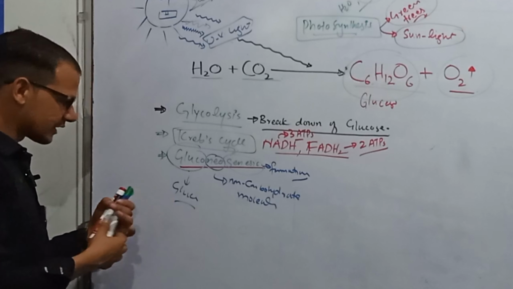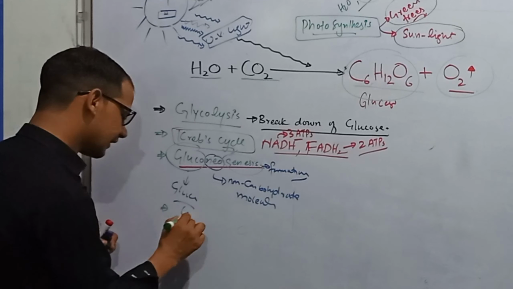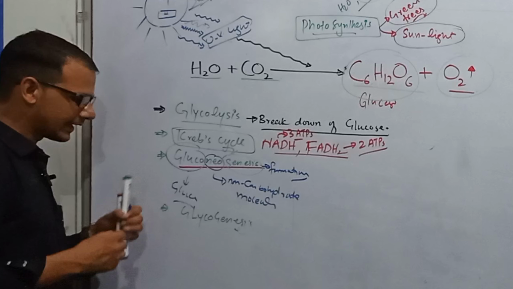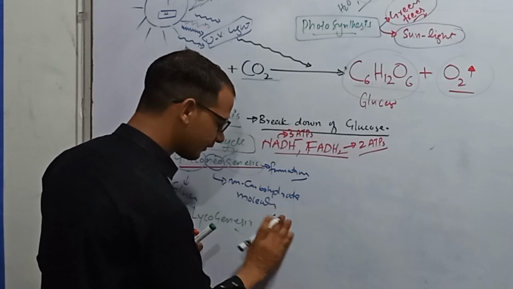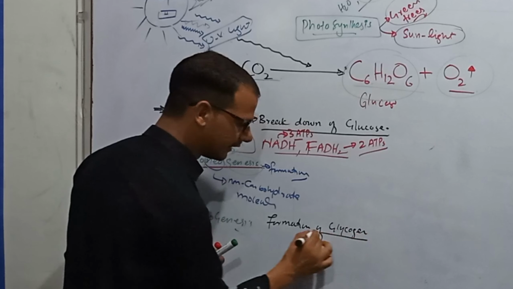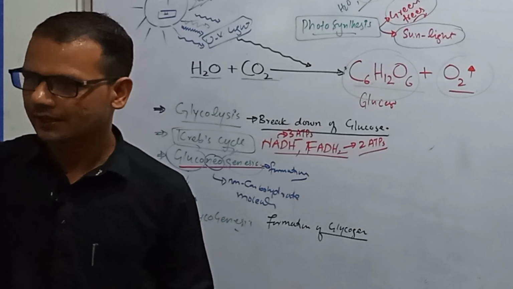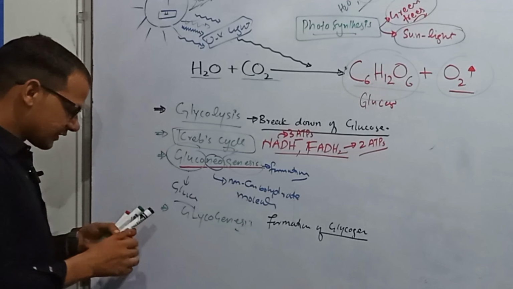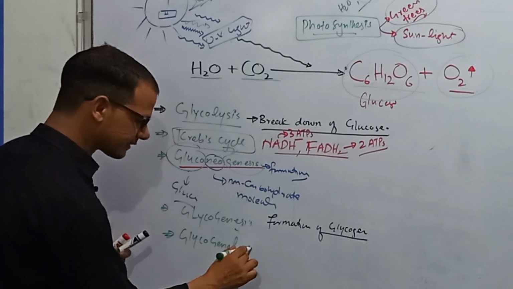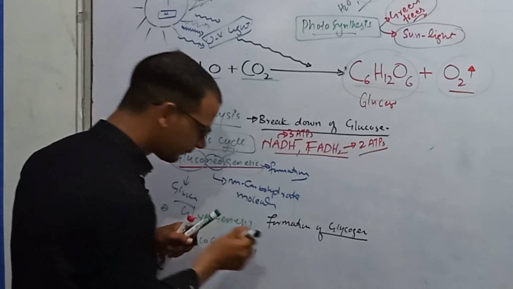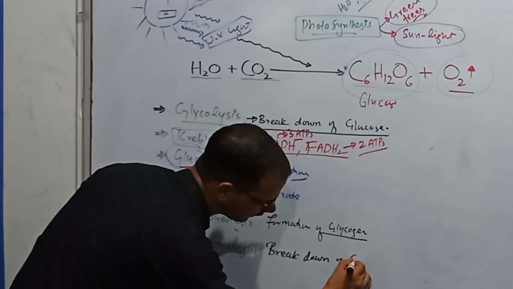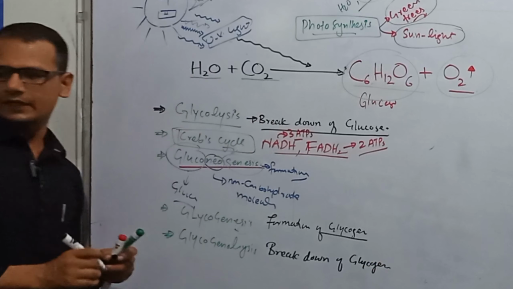The next reaction which is important is glycogenesis. Glycogenesis is the formation of glycogen from glucose. This mainly takes place in muscle cells as well as in hepatocytes, right? The next is glycogenolysis. Glycogenolysis means the breakdown of glycogen, right?